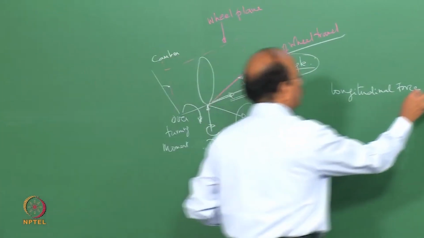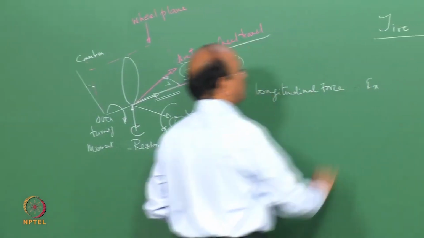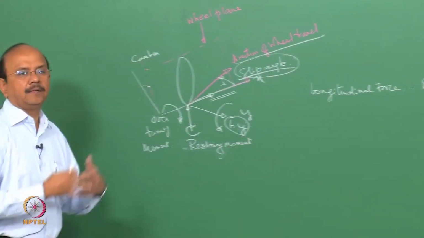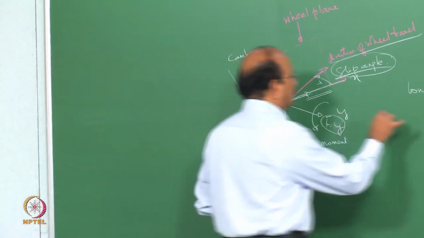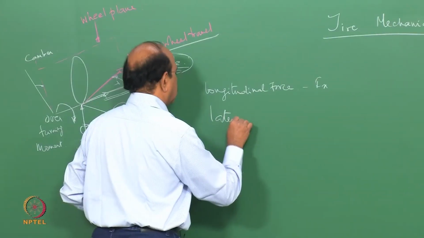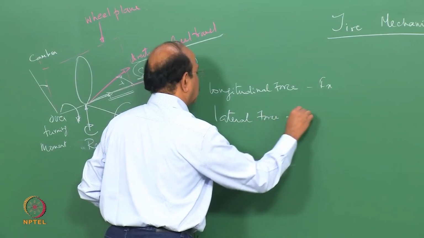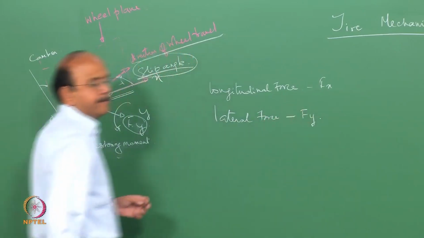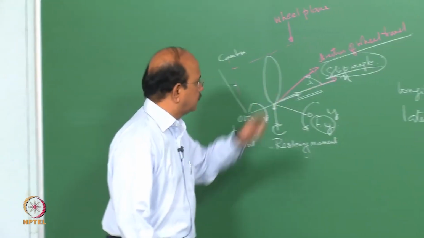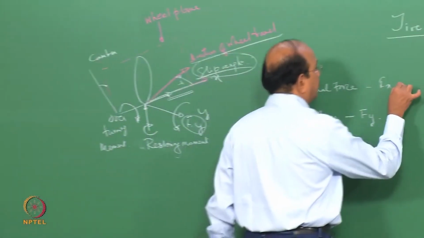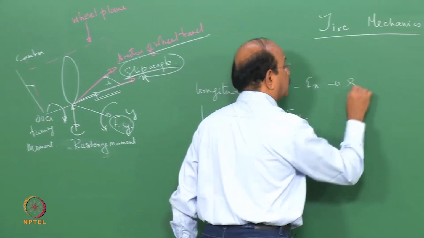That is the Fx force. That is braking, acceleration, and so on. Then we have the lateral force, which is Fy, which is the result of the slip angle. This, you would see, is the result of what is called slip.